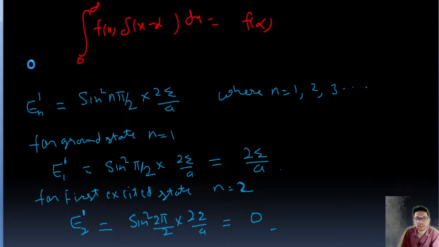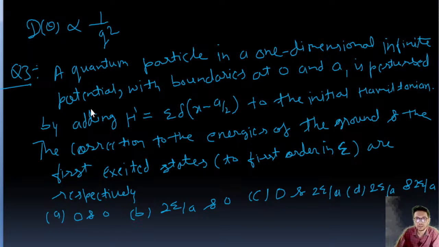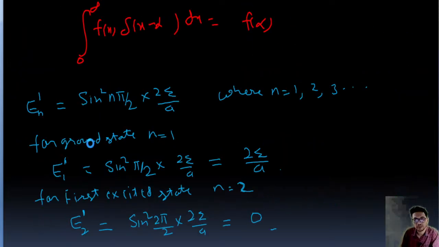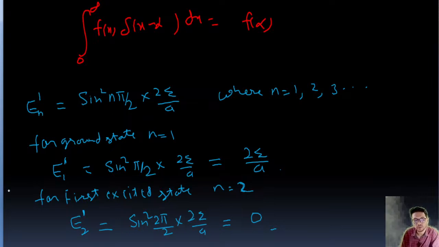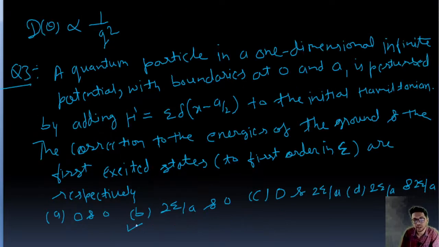So which option is matching, guys? Option B is matching, right? Option B. So 2ε/a and 0, right? Correction to the energies of the ground state and excited state. So the correction to the ground state energy is this, and the first excited state is 0. Okay, so option B is the correct option. I hope you have understood it, guys.